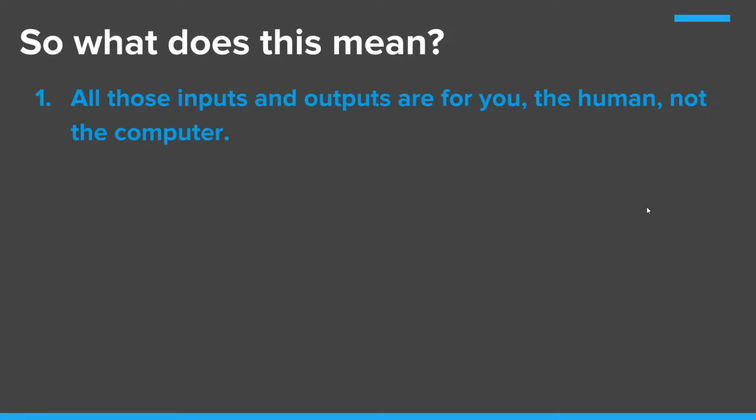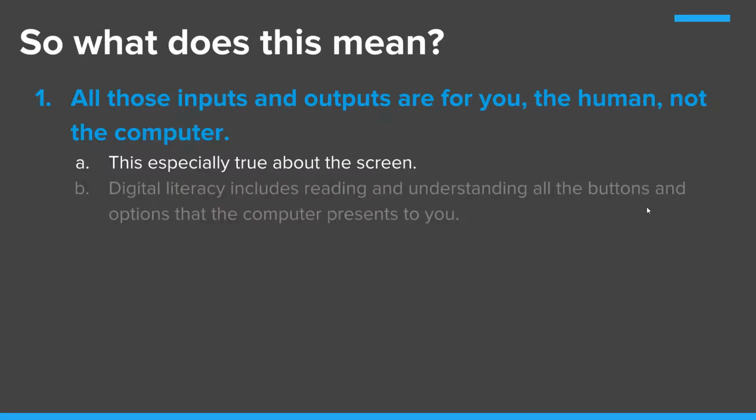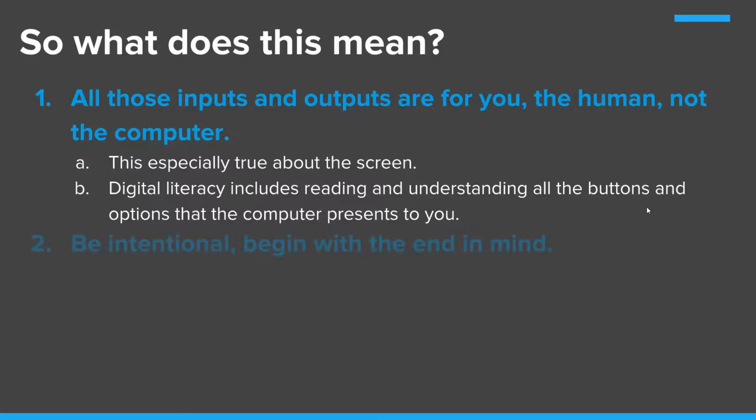So when we're talking about those human interface devices, they're really just there for you as the human, not the computer. The computer doesn't need those to run or to operate. Especially when we think about the screen, all the buttons and options that are presented to you on the screen are there for you as the human user to operate and click on to use the computer and use your digital literacy skills.